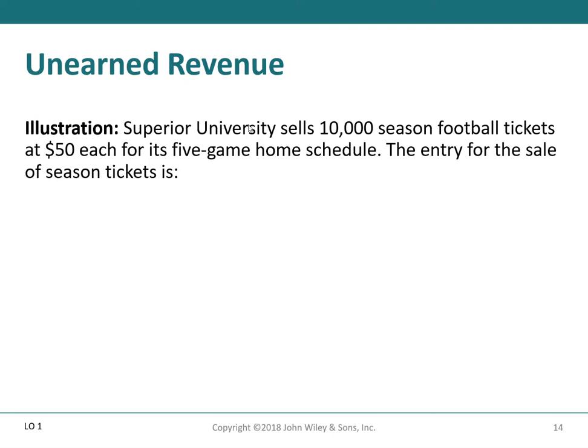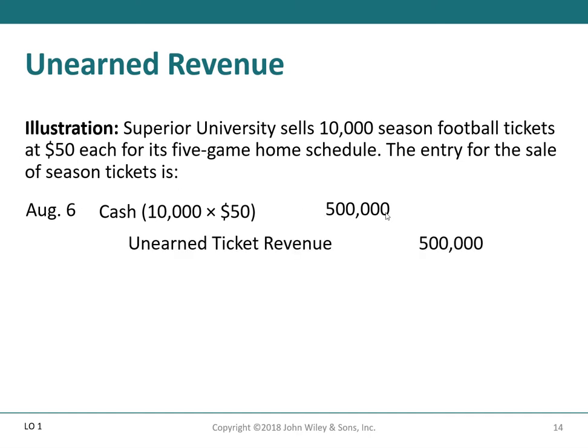Here's our example. Superior University sells 10,000 season football tickets for $50 each for its 5-game home schedule. And the entry to record the sale is, so we take cash, multiply it by 10,000 tickets that were sold, times $50 for each ticket, I get $500,000. I then will credit my unearned ticket revenue for $500,000.